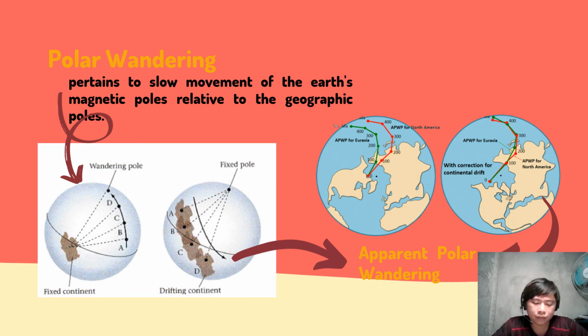That's it. This really supports and gives evidence to the continental drift theory of Alfred Wegener, that it is the continents that drift away from each other through the movement of plate tectonics, seafloor spreading, and the evidence of paleomagnetic data that it is really the continent that moves.